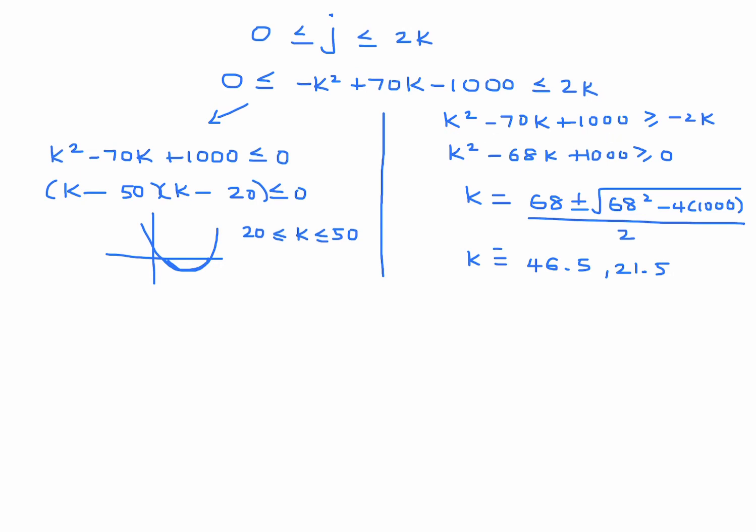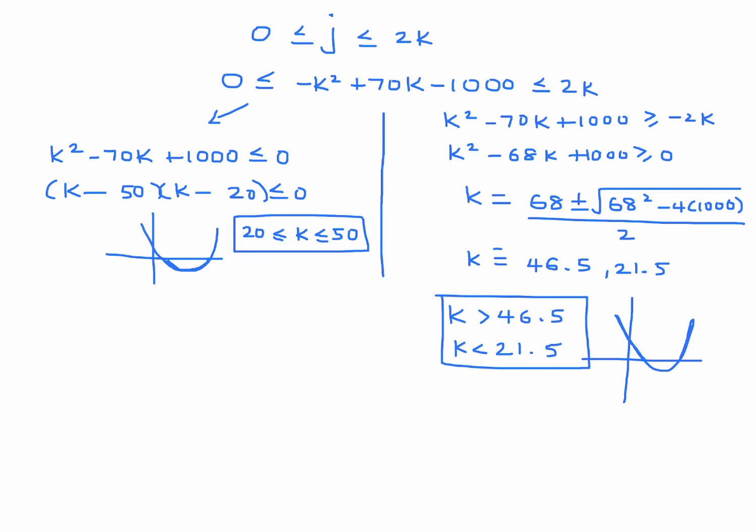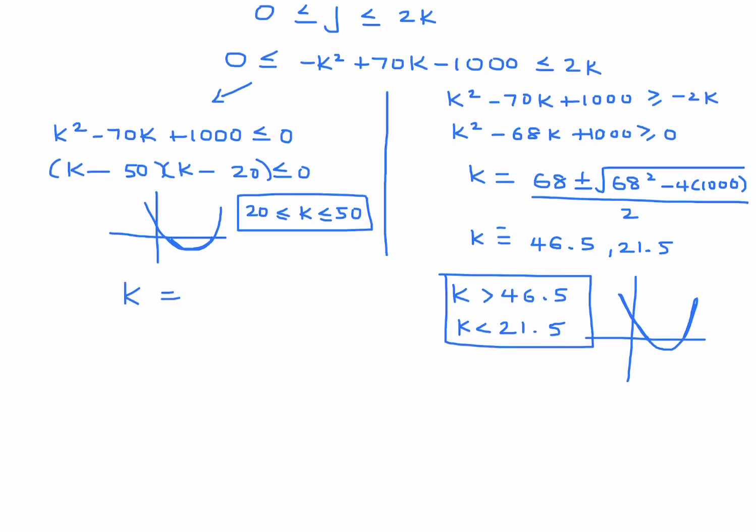So this is actually another parabola, of course, that opens upwards, but this time we want it to be greater than 0, so we've got to have this segment and that segment. So that means k has to be either greater than 46.5 or k has to be less than 21.5. Okay, so we have to combine this with this to get values for k. And it looks like the only integer values for k are k equal to 20, 21, and then 47, 48, 49, and 50.